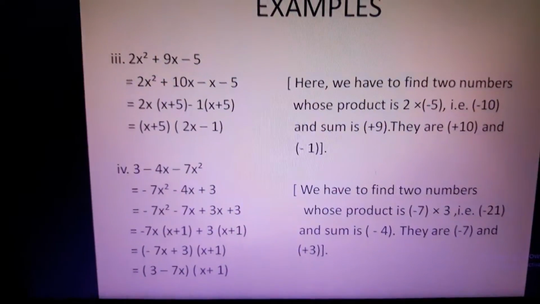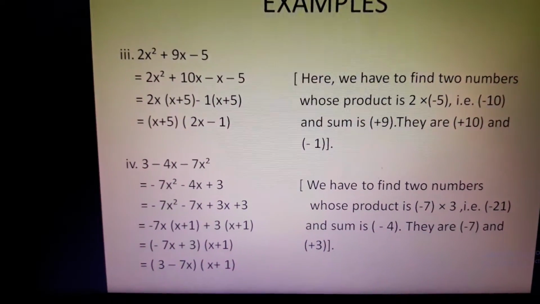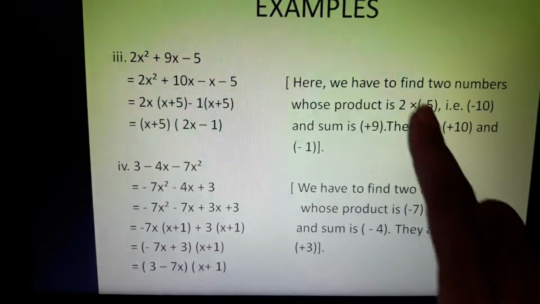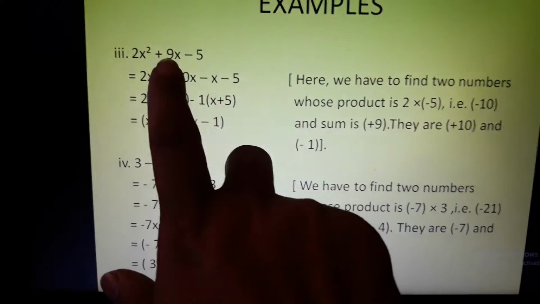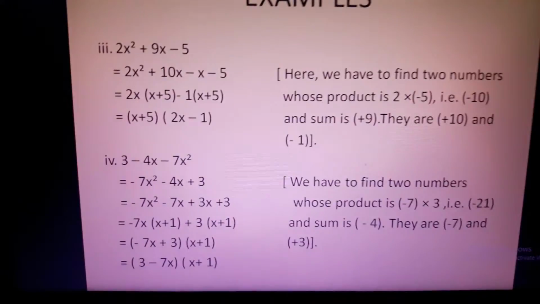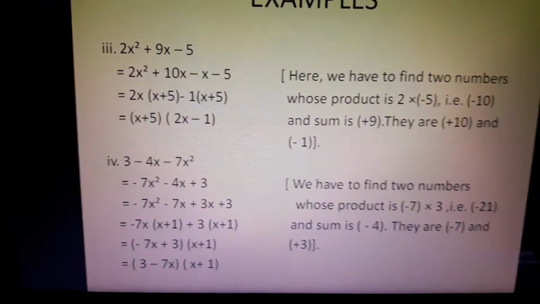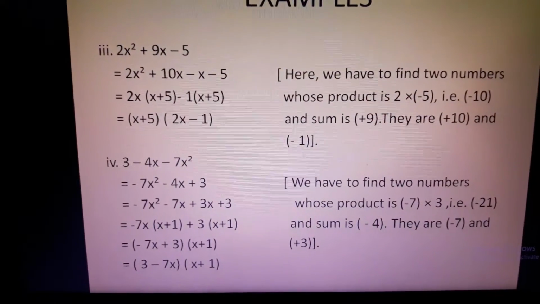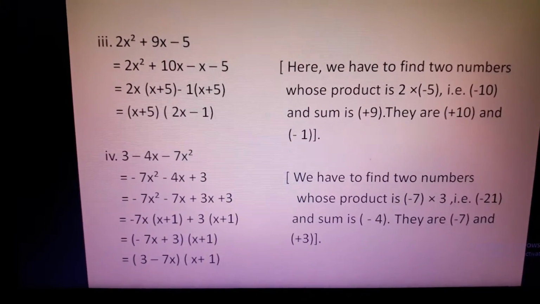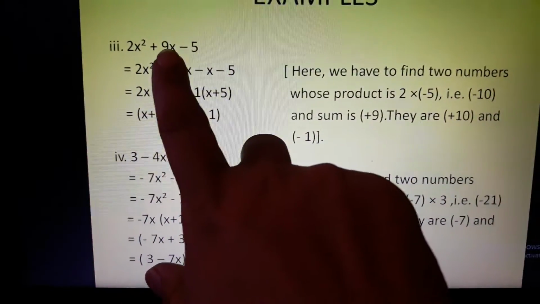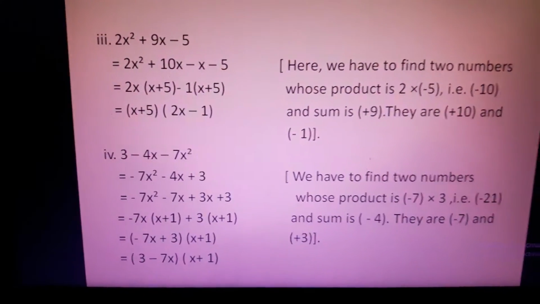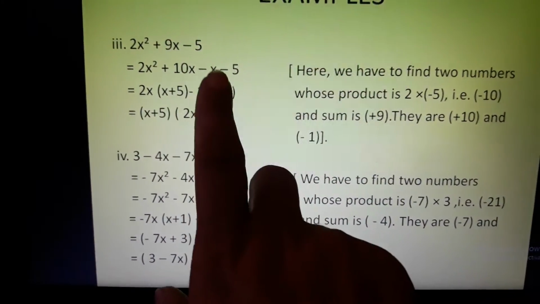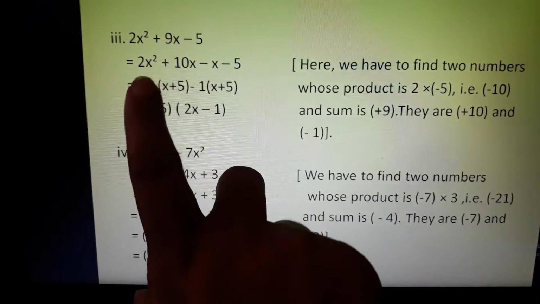See some more examples. So here we have the coefficient of x square as 2. So 2 into minus 5 will give us minus 10, and we have the sum as plus 9 in the middle. So we have to find two numbers. Now what will be those two numbers? Those two numbers will be plus 10 and minus 1, because when we add them we get plus 9, which we have in the middle, and when we multiply plus 10 and minus 1 we get minus 10. So here plus 9x we have split as plus 10x minus x.